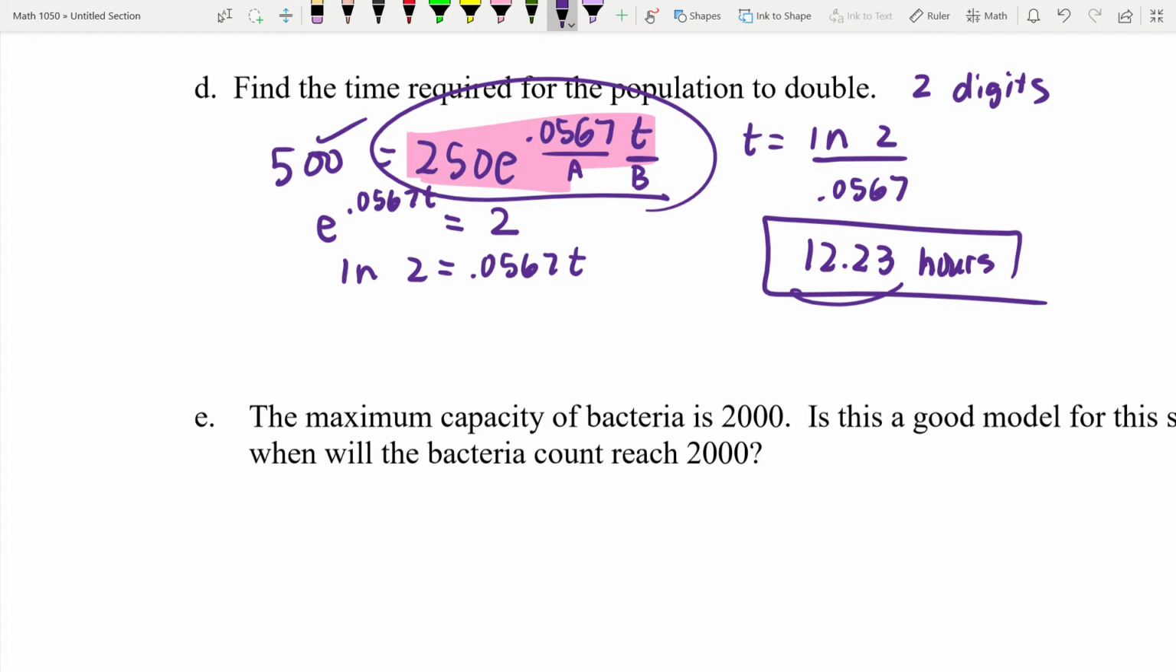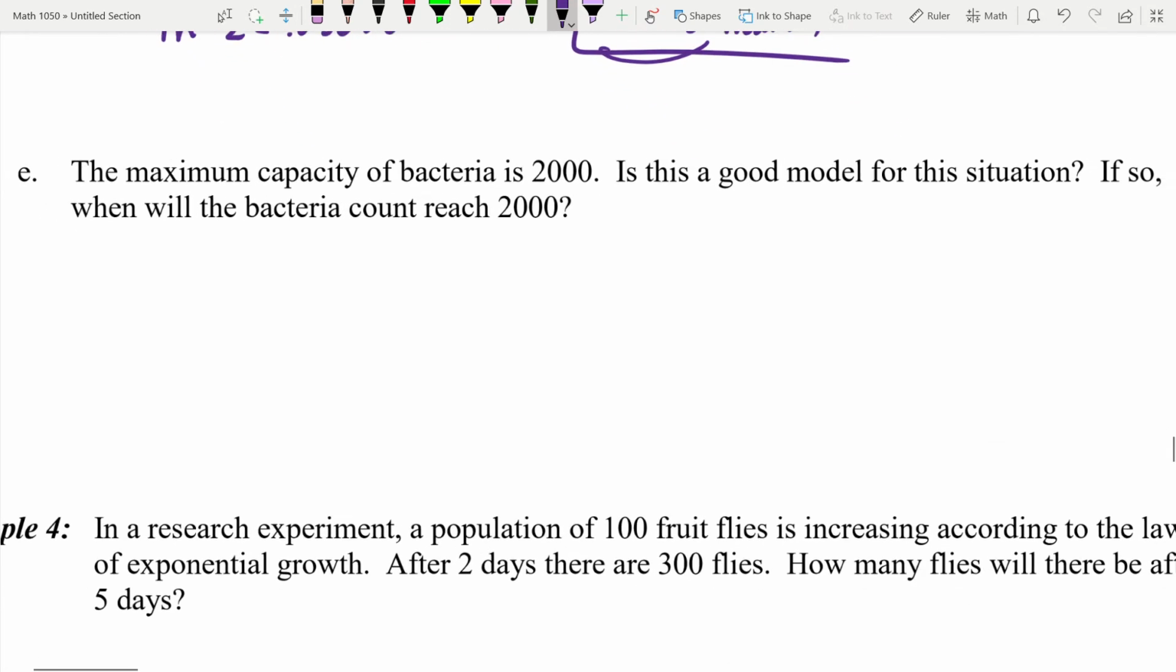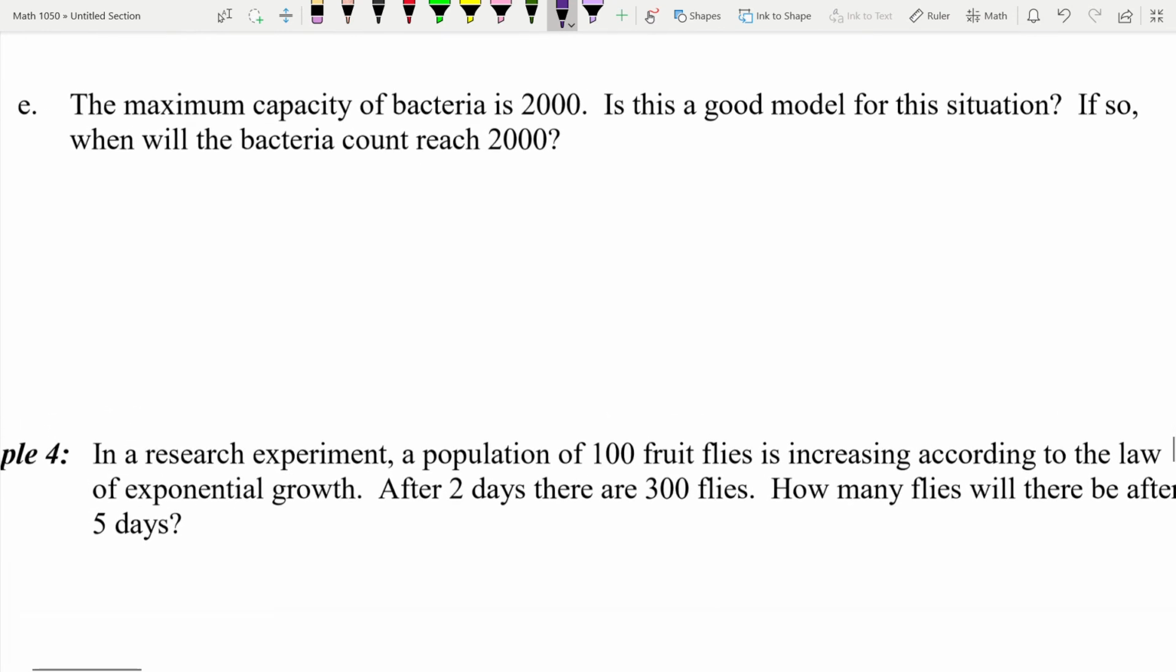Okay, great. Okay, you guys, question E. So I think this question is kind of weird, just so you guys know. The maximum capacity of bacteria is 2,000. Is this a good model for the situation? If so, when will the bacteria count reach 2,000? Okay, so just draw an XY axis right here. And here's our equation.